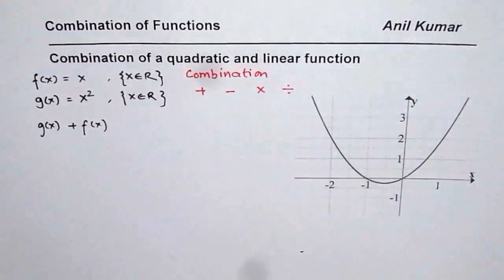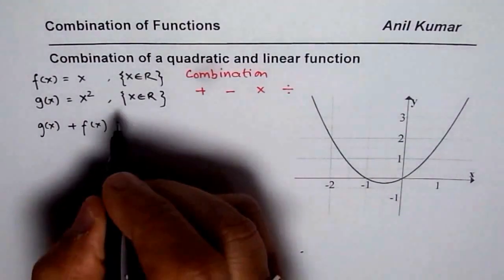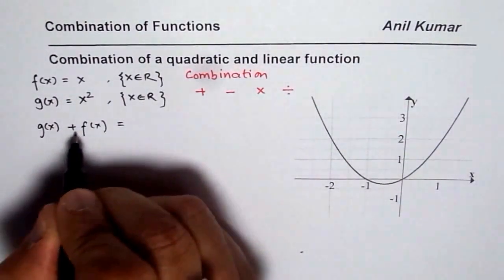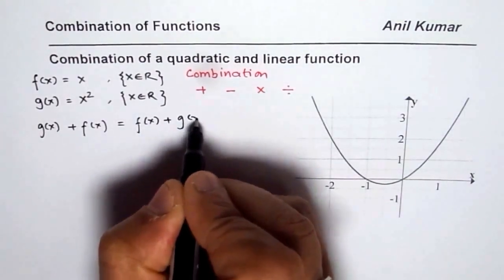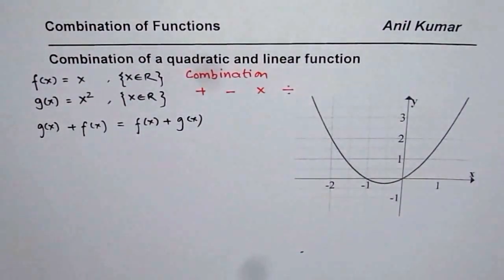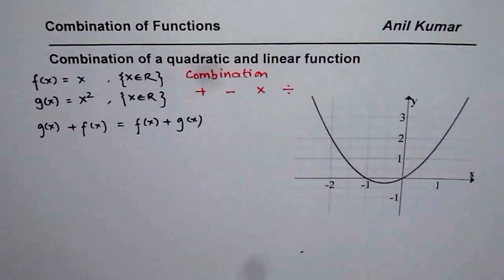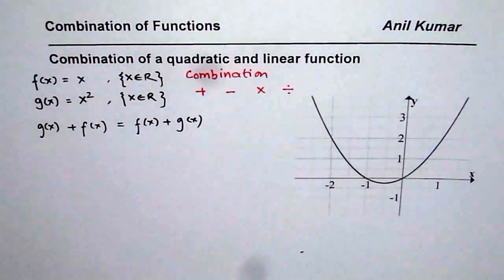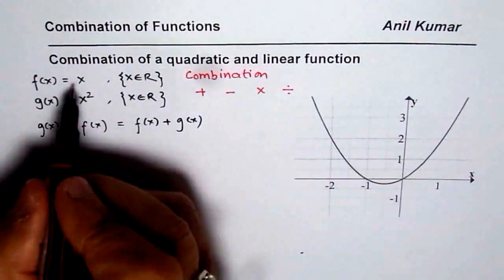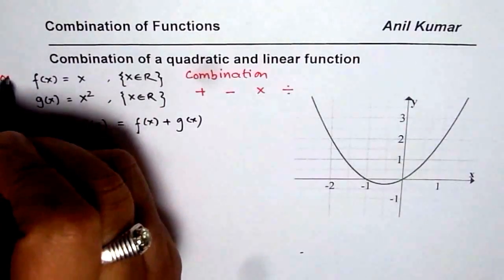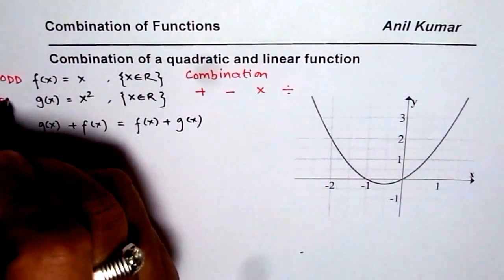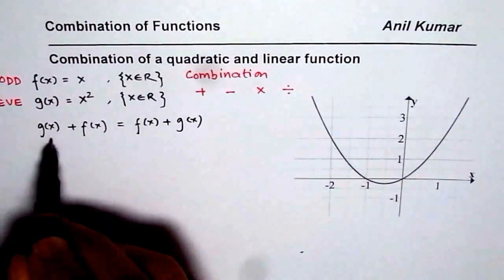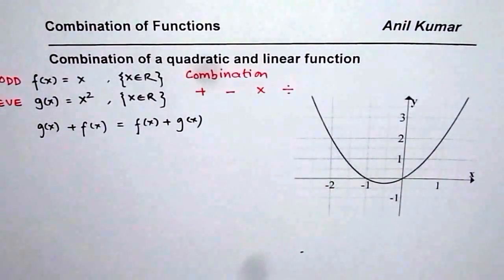Now, combination by addition is commutative. If you write g of x plus f of x, it is same as f of x plus g of x. That is very clear, right? Now, we also know one thing before we get into the graph, that is even and odd functions. We know that linear functions are odd functions, right? However, x squared is an even function, right? Now, if I combine these functions, then will it be even or odd?